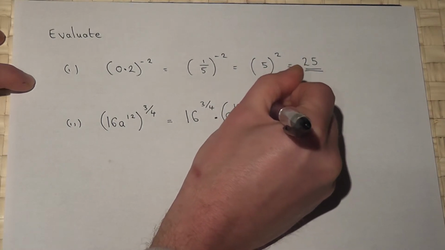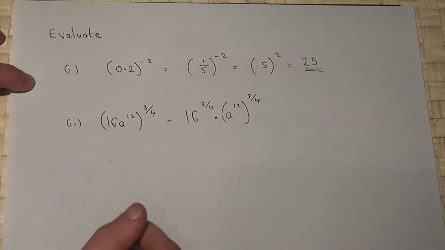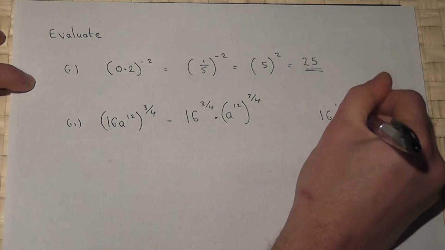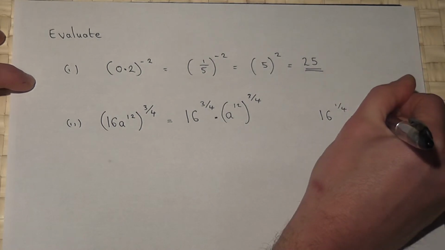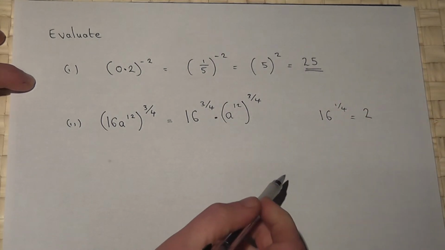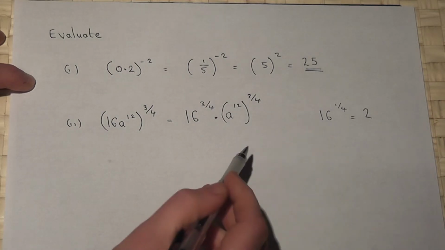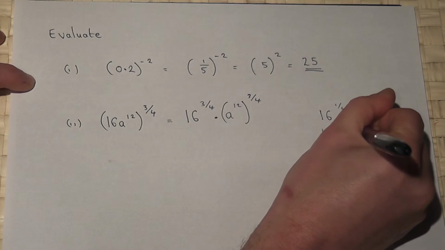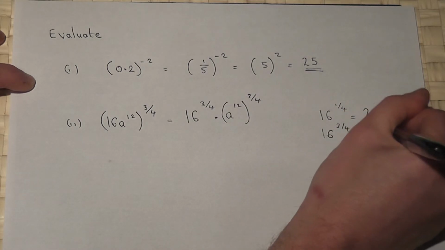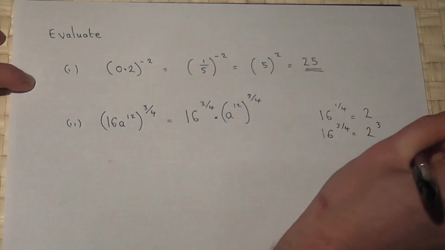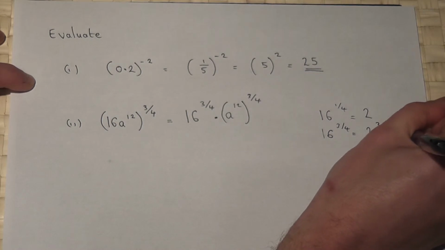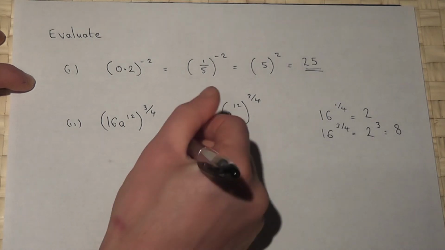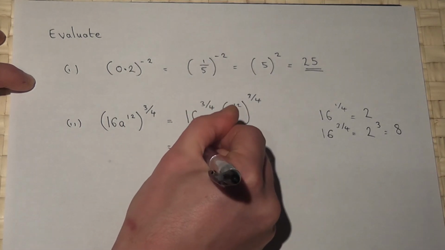Now then, to one side, we know that 16 to the power of a quarter must equal 2, because 2 times 2 times 2 times 2 is 16. So 16 to the power of 3/4 is just 2 to the power of 3, which is 8. So 16 to the power of 3/4 is 8.